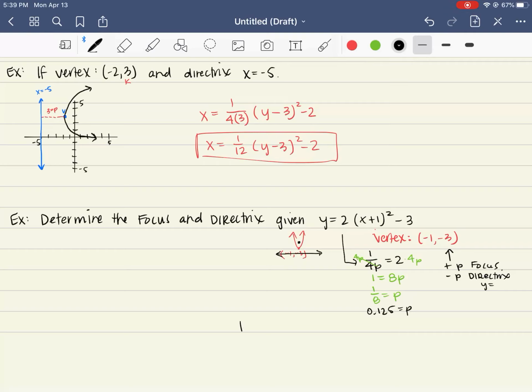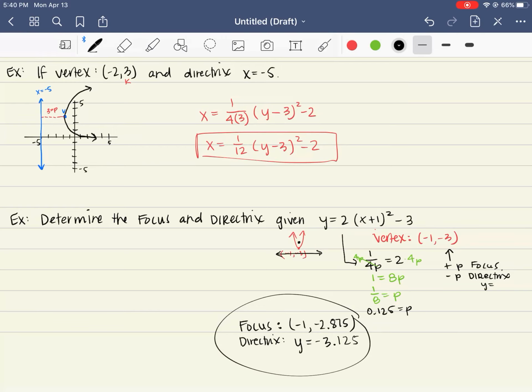So if we want to identify this, we would just say, okay, well, the focus, we're going to take this -3 right here, and the focus is still going to be at x equals -1. It's just moving up or down. And we're going to add p. So if we add 1/8 to that -3, we get -2.875. And then for our directrix, we're going to subtract p. That takes us down below. So we get y is equal to -3.125. So we can find our focus and directrix.